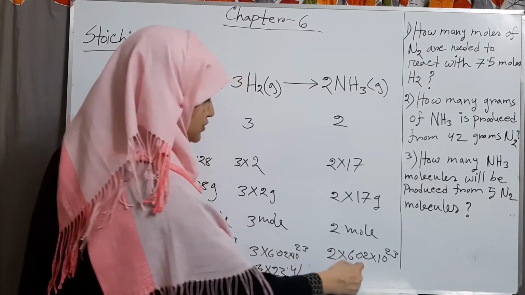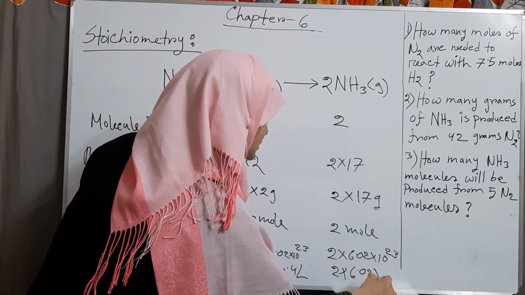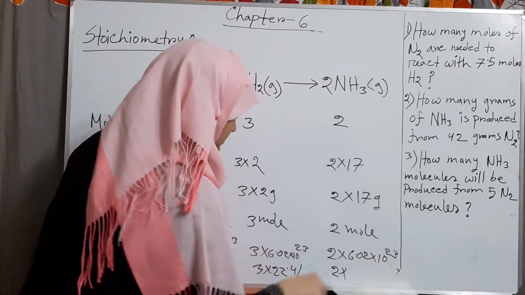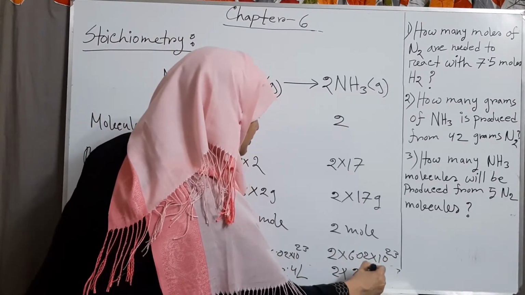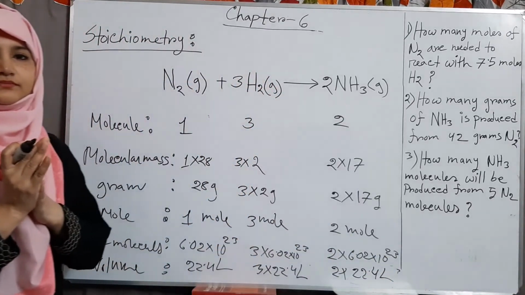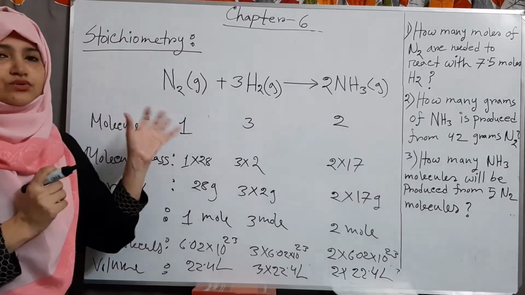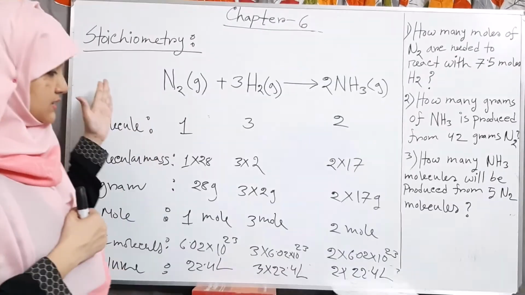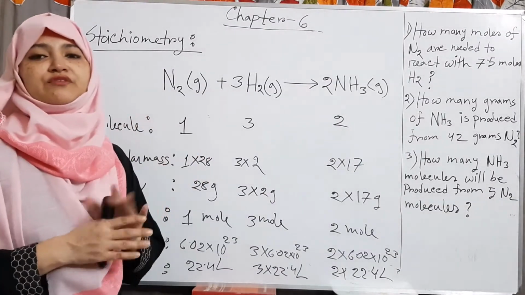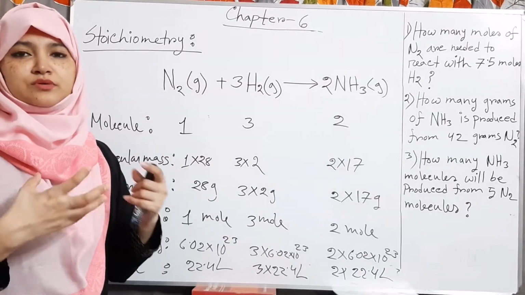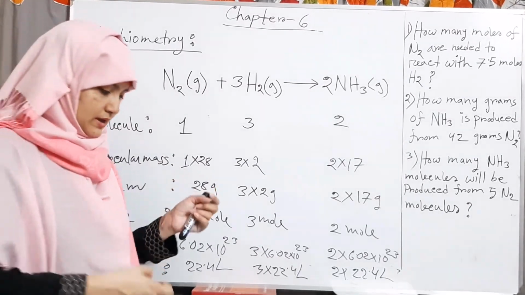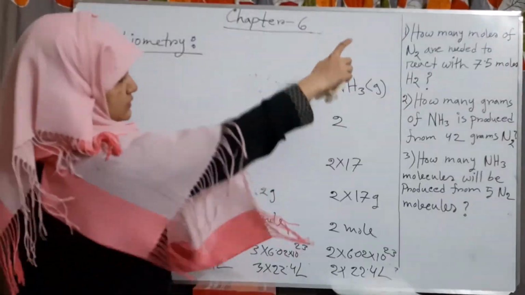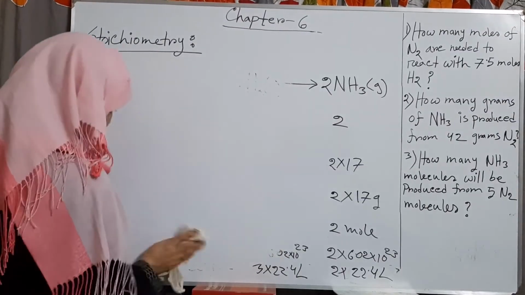And this is 2 into 22.4 liter. All this information is known as the stoichiometry of this equation. And using this information, now we have to do some mathematical problems. Okay, and first of all, problem 1 I have already written on the board.